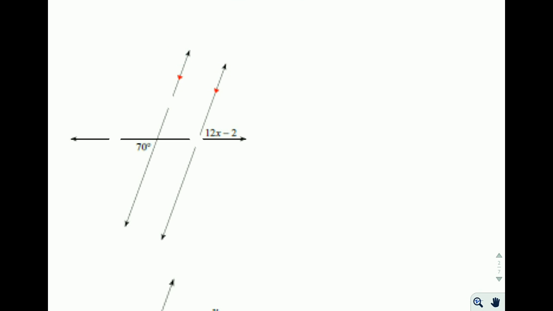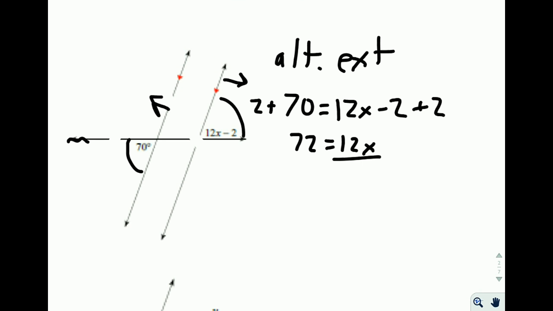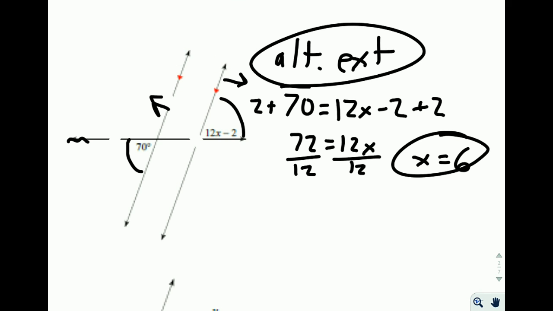I have an angle and an angle, and those two angles are on alternate sides of the transversal here, and they are both outside the parallel lines, so that is alternate exterior. Alternate exterior angles are equal, so that means I can set these two things equal to one another. If I add 2 to both sides, I get 72 equals 12x, divide both sides by 12, and I get x equals 6. So alternate exterior and x equals 6.